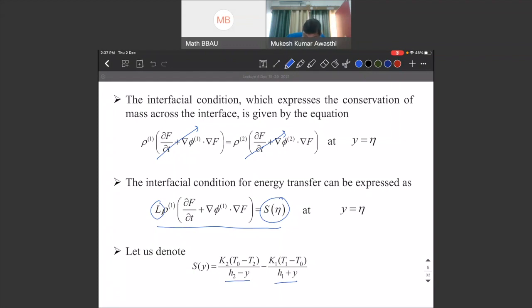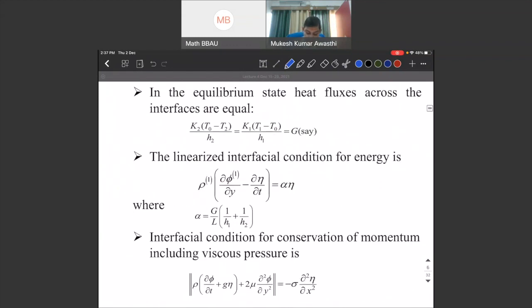But initially, in the basic state, there will be no heat transfer. So the net heat flux for the first phase is equal to the net heat flux for the second phase. That is given like this, and so S0 will be 0. Now we will expand S of eta in the Taylor series as S0 plus eta S dash 0 and so on. As S0 is 0, there will be only the eta S dash 0 term and so on, and we will take S dash 0 as alpha. So for the linear analysis, we will get this condition.